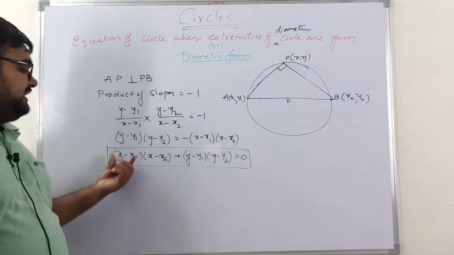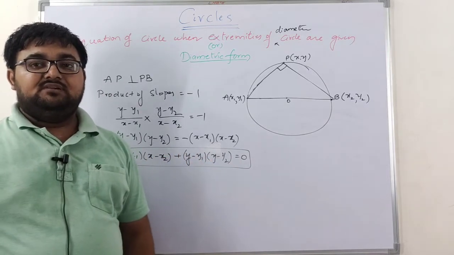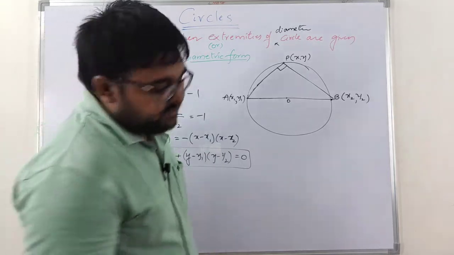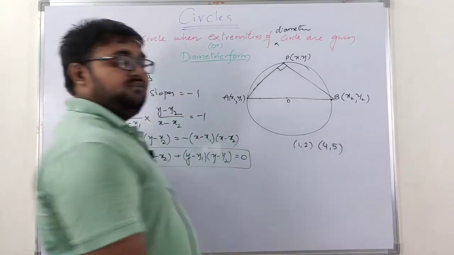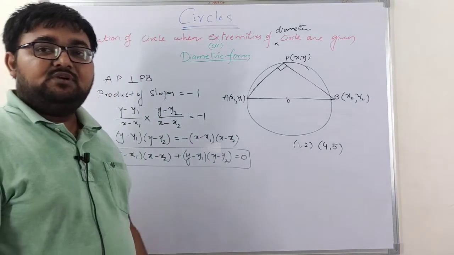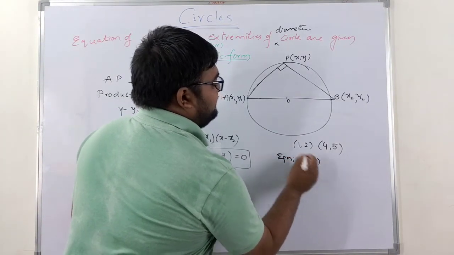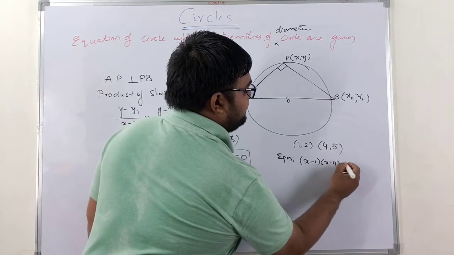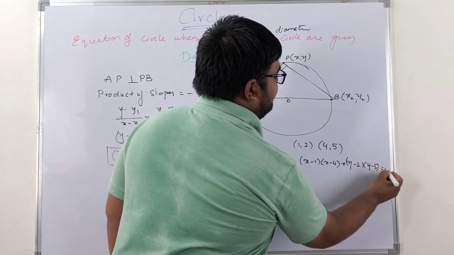So what is the formula? (x minus x1) into (x minus x2) plus (y minus y1) into (y minus y2) is equal to 0. Now let us see one example on this. So let the end points be (1, 2) and (4, 5). Let these 2 points be the end points of my diameter. Then what is the equation of the circle? The equation is given by, this is x1, this is x2, so (x minus 1) into (x minus 4) plus (y minus 2) into (y minus 5) is equal to 0.